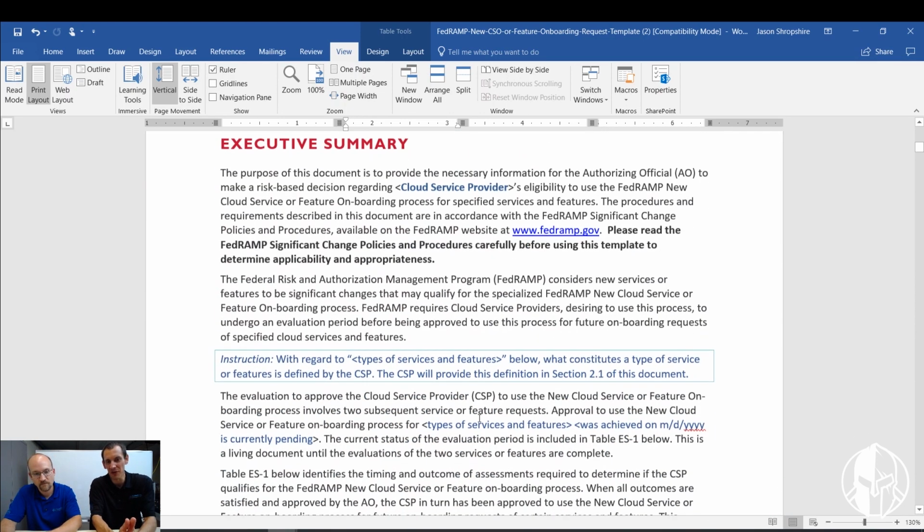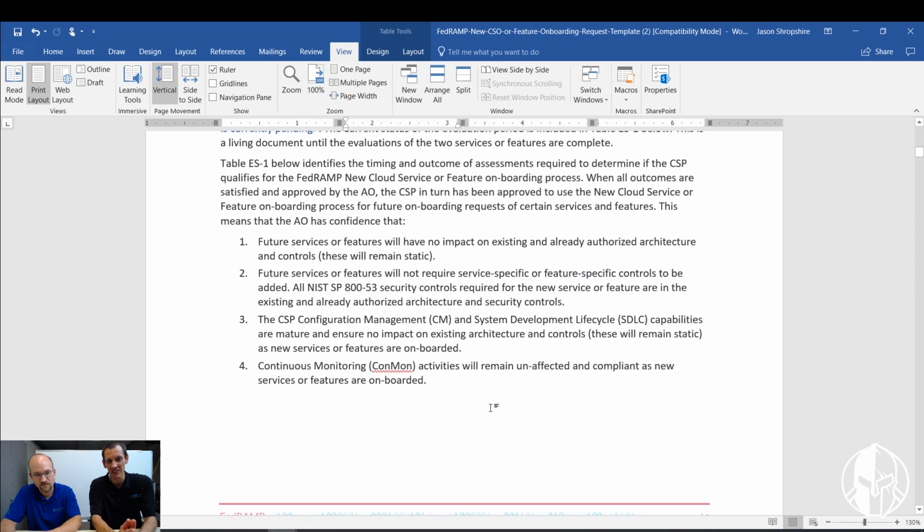Right. It looks like it hits on 4 pieces, especially right here in the executive summary, where it says these are the pieces that really make the decision. If any of these criteria aren't true, then you're kicked out of being eligible for this procedure. So it's basically saying your future services or features won't have any impact on the existing and already authorized pieces of your environment. So, no huge change or impact. They won't require any new controls specific to that service or feature. They won't require any changes to the configuration management or SDLC capabilities, and they also won't have any effect on the common activities. So it's saying it's a change to your environment, but it doesn't really have any impact.